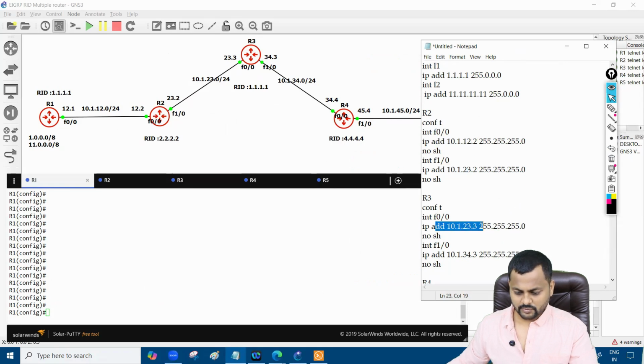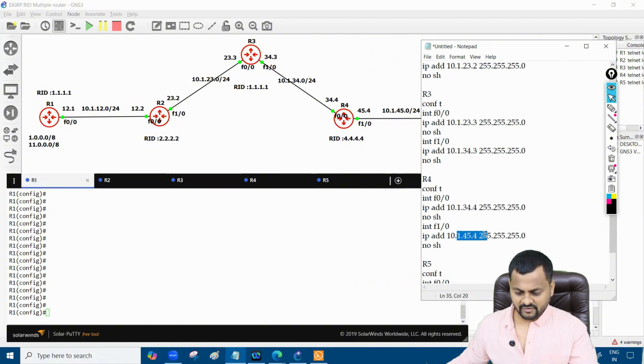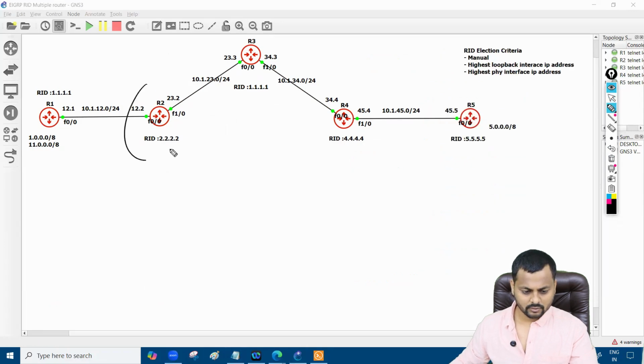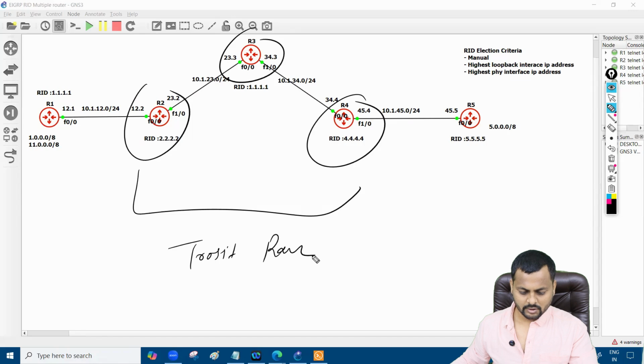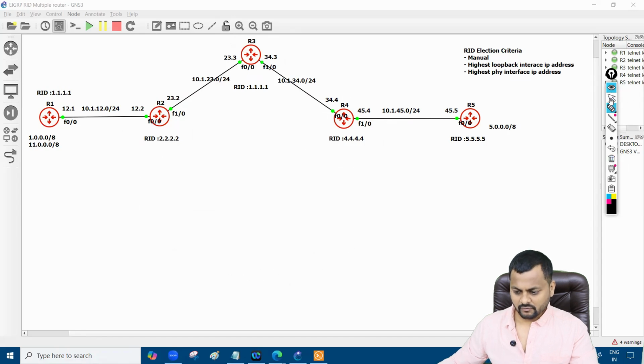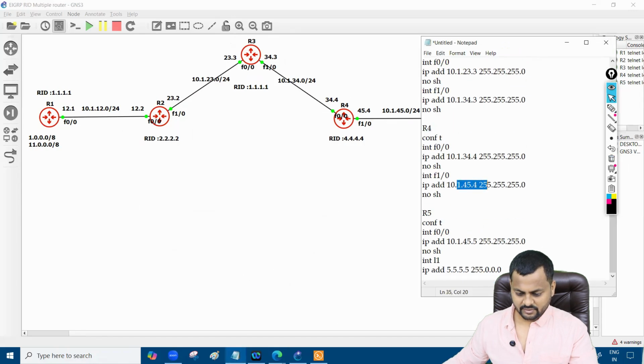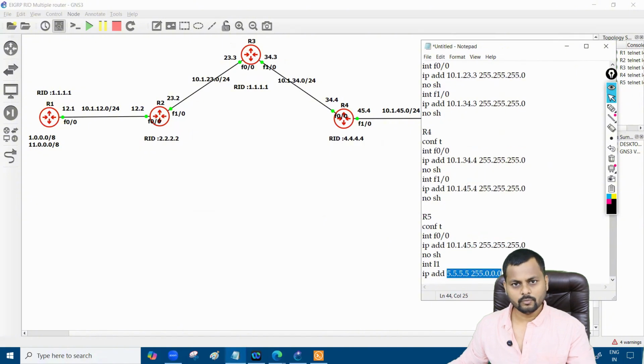The R3 can see the 23.3 and the 34.3 as well. This side, the R4, you see 34.4 and 45.4. Remember one thing, these routers don't have any loopback, because these are my transit routers, right? So I'm not putting any loopbacks on these routers right now. Router 5 has the IP address 45.5 and the loopback as well.